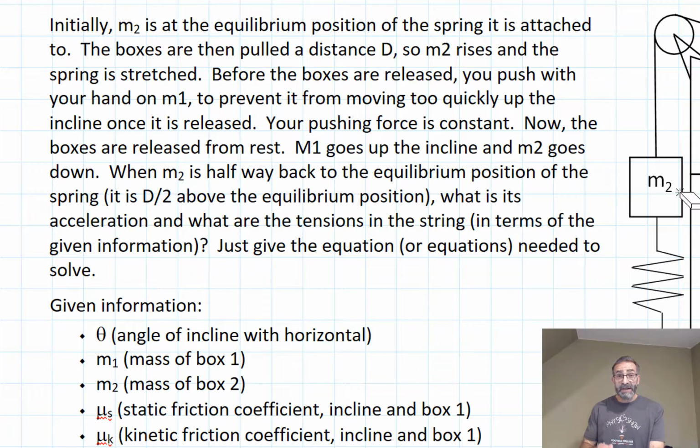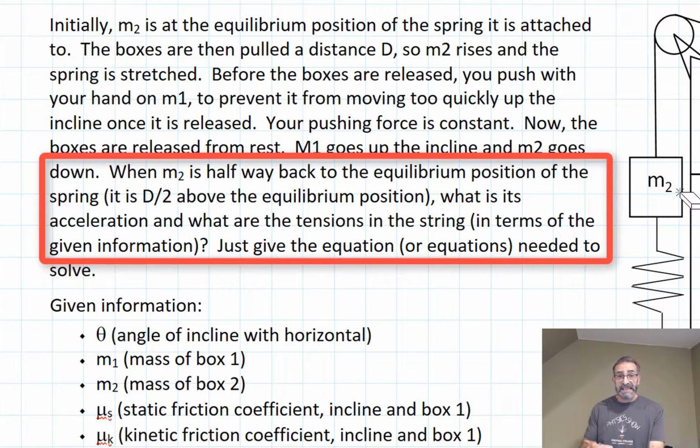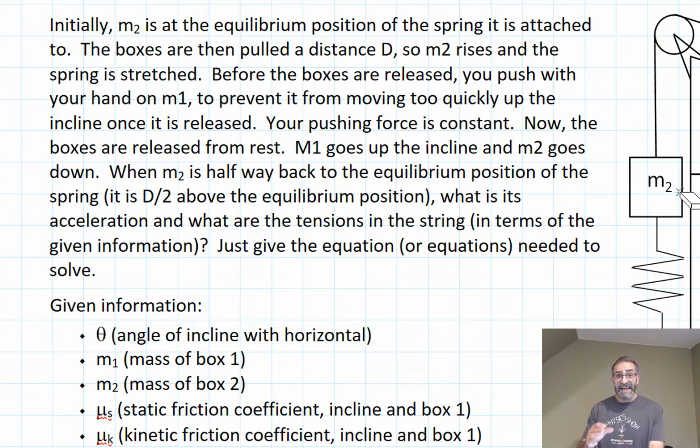And this time we want to know the acceleration of the boxes at that instant and the tensions in the string at that instant. Now, an instant before, they're going to be different. An instant later, they're going to be different because we have a spring in our system, and a spring does not exert a constant force. But we can solve for them at this instant.